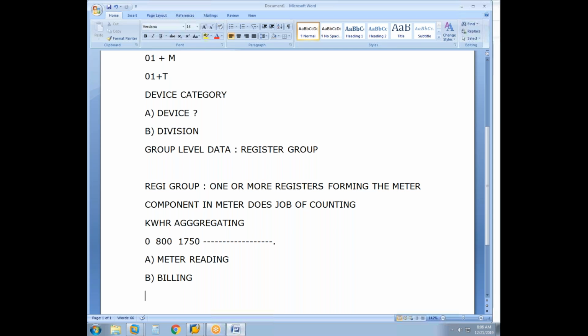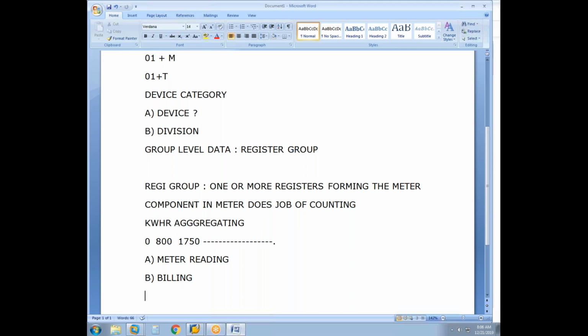In very old devices, if you see meters from somewhere around 1960 or 70, there used to be 5 wheels. Small 5 wheels, like radials, and some of them you have to read clockwise, some have to read anti-clockwise. Like that, it used to be.